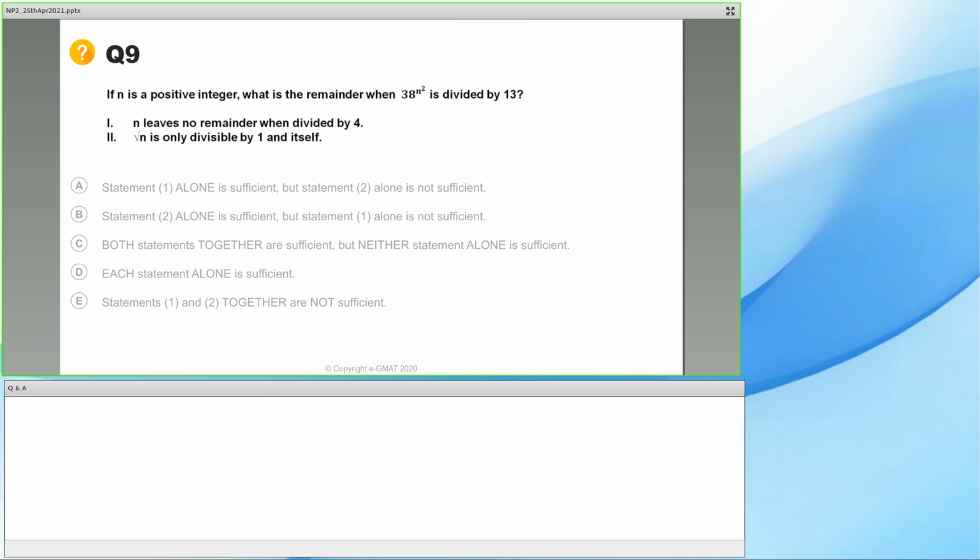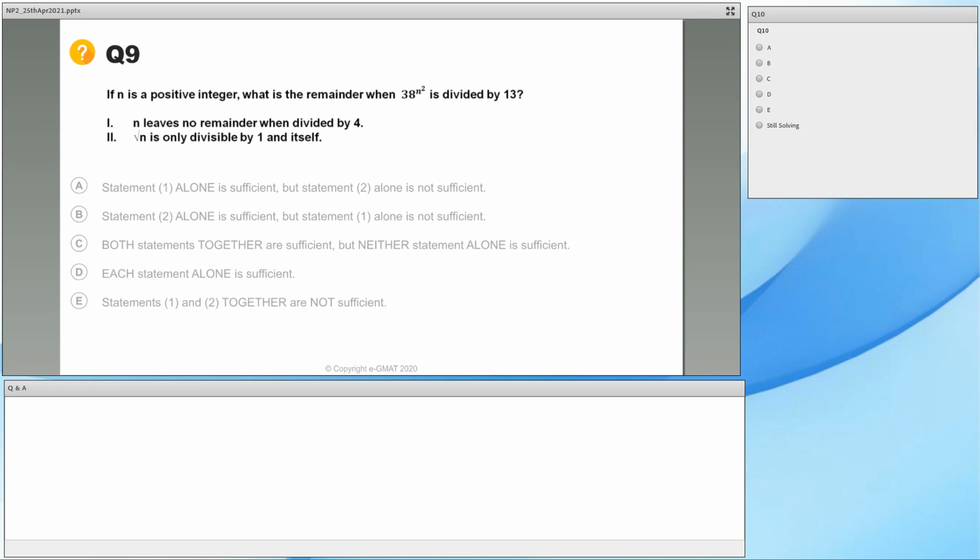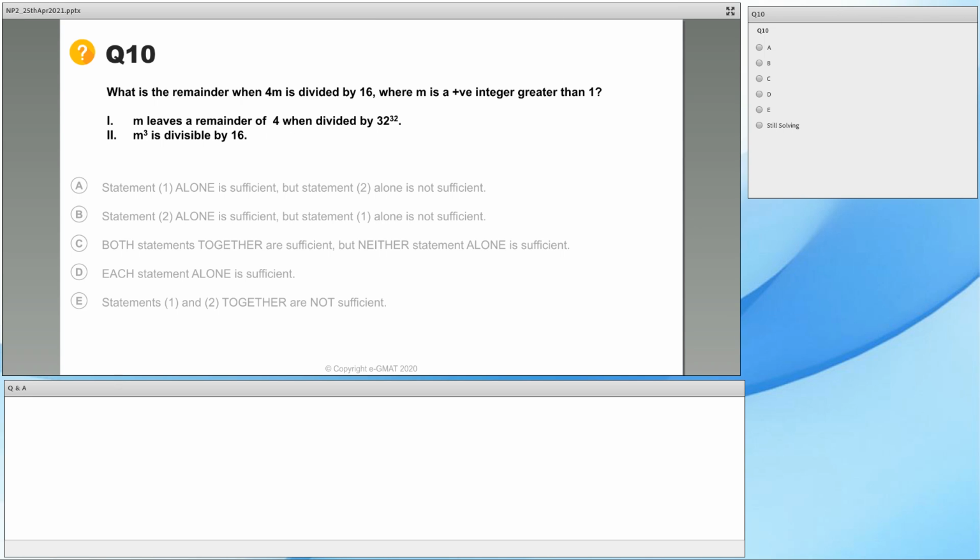Time for the last in this series, that's question number 10. Same approach, guys. Start with still solving so that you can time yourself. And here's question 10. All the best.